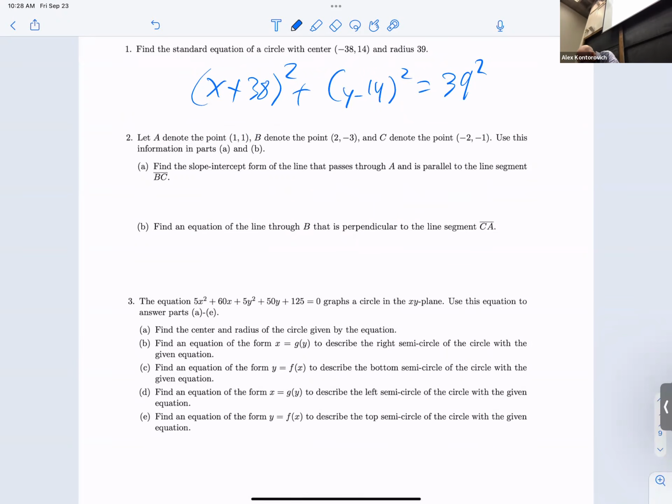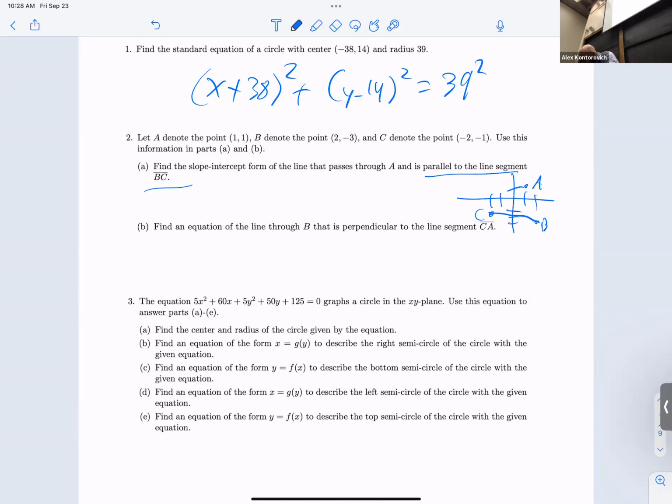Next, find the slope-intercept form of the line that passes through A parallel to the line segment BC. Okay. Slope-intercept form is going to be y equals mx plus b. I've got to draw a picture. A is at 1, 1. B is at 2, negative 3. C is at negative 2, negative 1. Now, parallel to the line segment BC means it has the same slope.